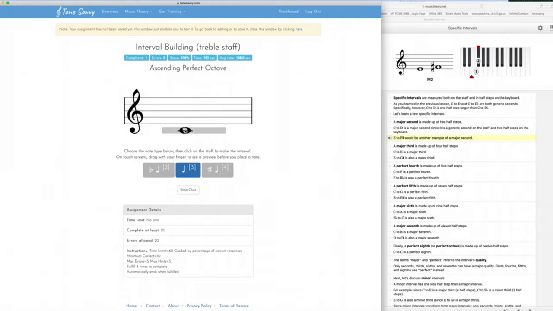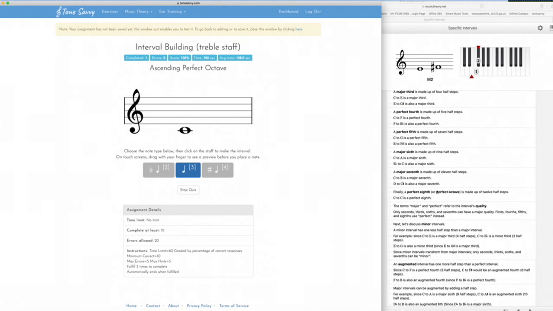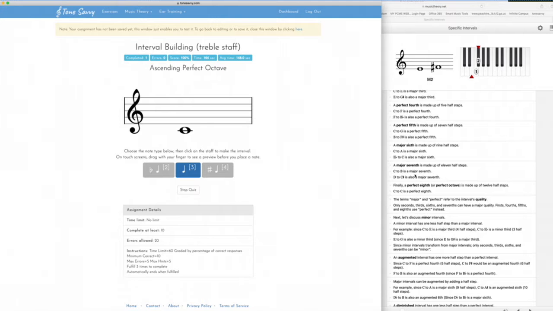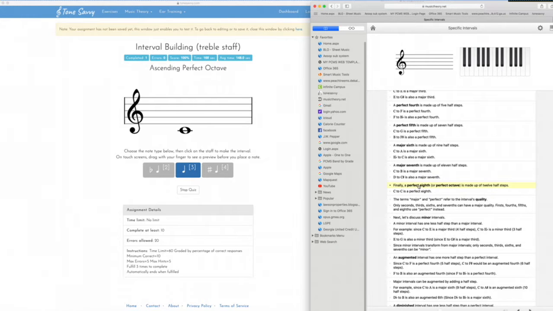Perfect octave from C. An octave up from C is 8 notes, and it is another C, because an octave is the same note name as the note that's below it. If we look over here next to it on musictheory.net, you can see that a perfect 8 is made up of 12 half steps. And this one was starting on C, and you notice they start counting the half steps after your initial note.